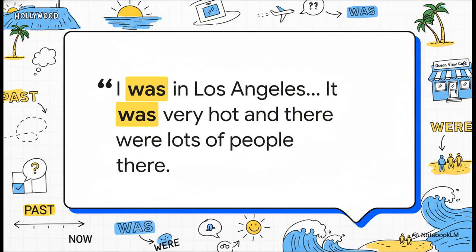How are you? I was in Los Angeles on the weekend. I was at Manhattan Beach. Do you know it? It was very hot and there were lots of people there. There are many cafes there too. I was in a cafe called Ocean View and Malcolm was there. He was with a woman called Stacy.